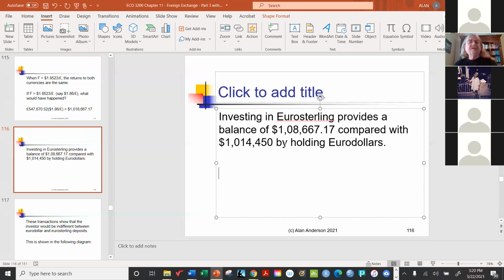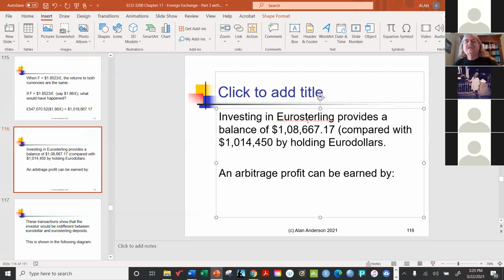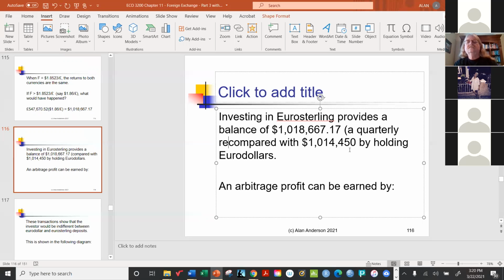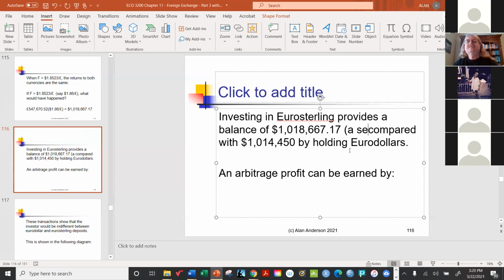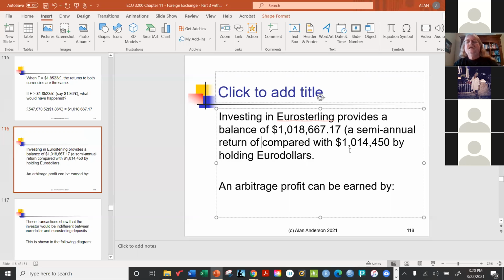Okay, so what that means is an arbitrage can be earned by, and by the way, one more thing. I just want to mention that this implies, I typed this wrong, sorry. A semi-annual return of, hold on one second.